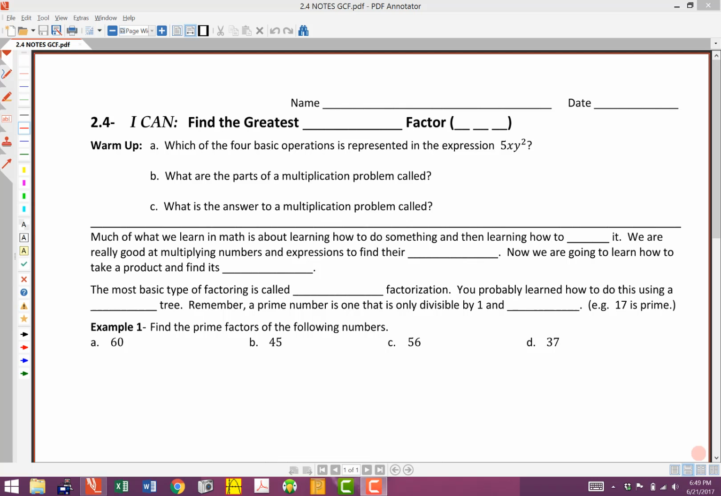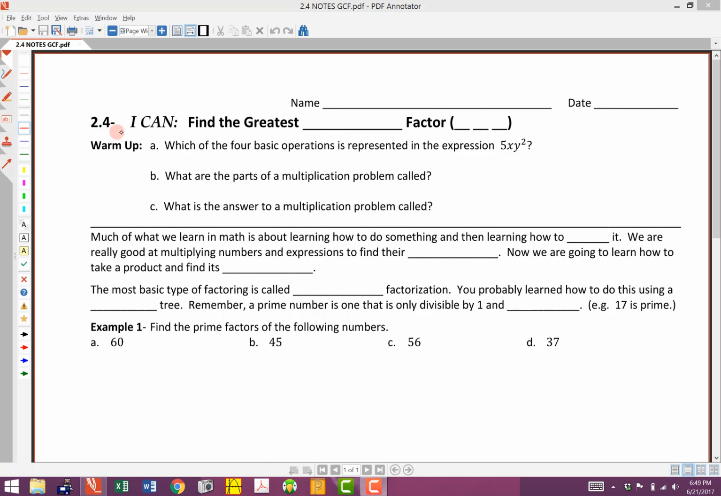Let's take a look at a new topic. We've been working on using the distributive property and combining like terms and that sort of thing, and now we're going to turn our attention to something that I'm hoping you've heard some of these vocabulary words before and that you're somewhat familiar with this, but we'll practice this and make sure we're aware of how this goes.